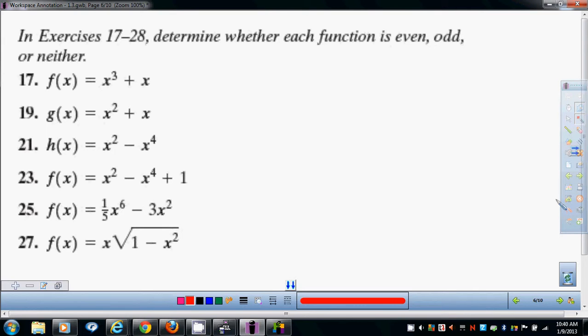And anything with a radical will not be either, because that's technically x to the 1/2, which is obviously neither even nor odd. So, anything with a radical is neither. Questions on how we got those answers?